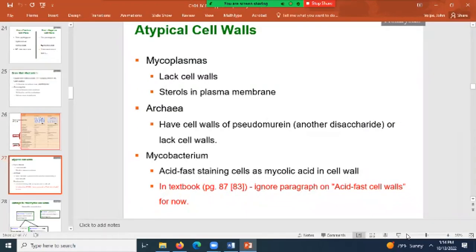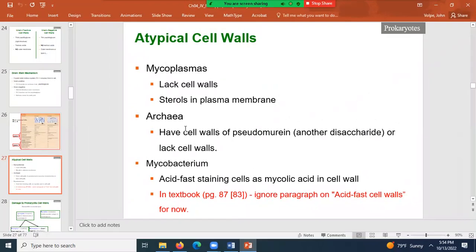There are some cell walls which are atypical. Let me first talk about the archaea. What we were talking about was the bacteria. The archaea have different cell walls, and so they are not like the cell walls we discussed previously. The archaea have cell walls made of pseudomurein. It's another disaccharide. It's not peptidoglycan.